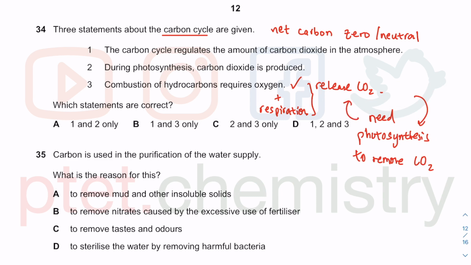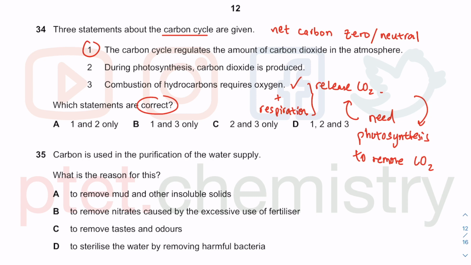And of course, if you have more and more human activities and you cut down more and more trees and therefore less photosynthesis, then we are not going to achieve net carbon 0, and therefore that is not going to keep the carbon cycle very happy. So the carbon cycle regulates or controls the amount of carbon dioxide in the atmosphere. We're looking for the correct statement.